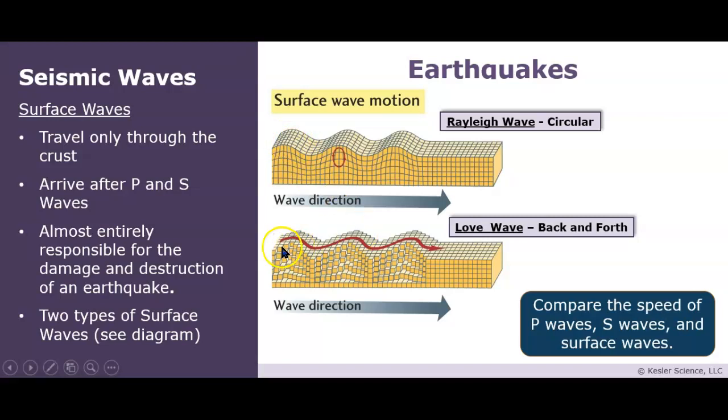The Love wave goes back and forth across the surface of the earth. So instead of going up and down like the Rayleigh wave, it goes back and forth across the surface. So if we follow this one here, it's not going up and down. Instead, it's going left to right.